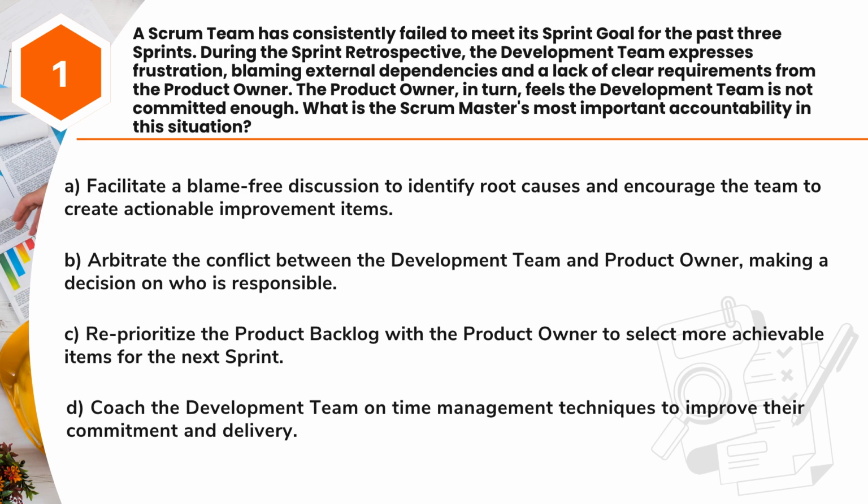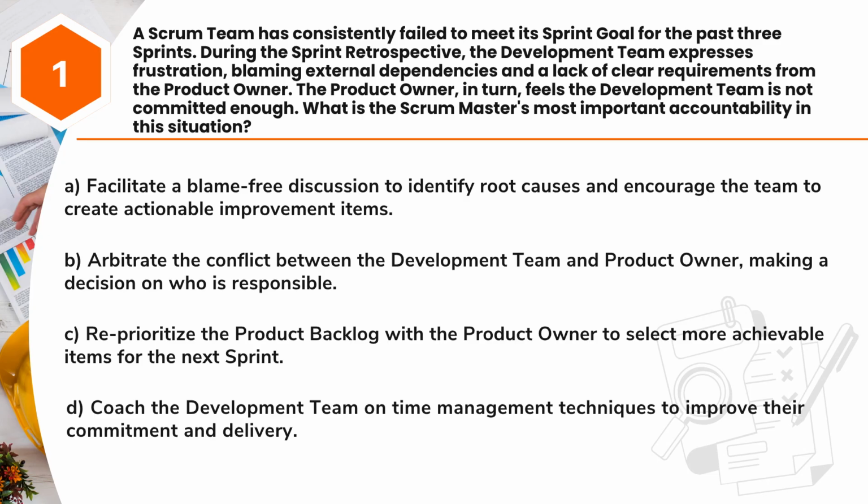Question 1. A Scrum team has consistently failed to meet its sprint goal for the past 3 sprints. During the Sprint Retrospective, the development team expresses frustration, blaming external dependencies and a lack of clear requirements from the product owner. The product owner, in turn, feels the development team is not committed enough. What is the Scrum Master's most important accountability in this situation?